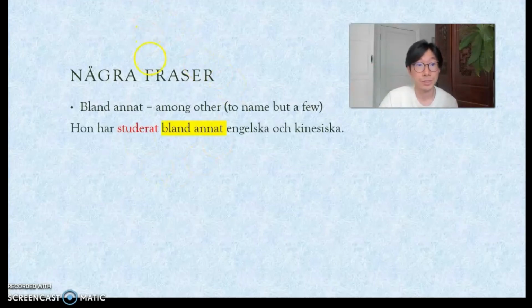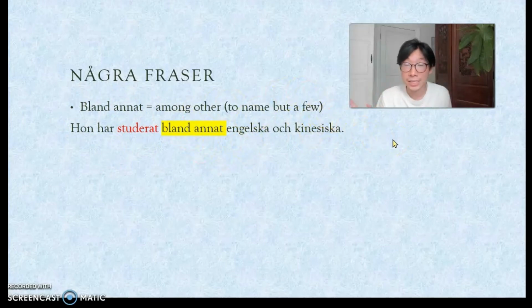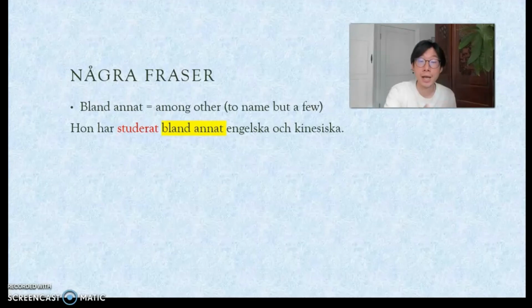Till exempel kan du säga hon har studerat bland annat engelska och kinesiska. She has studied, to name but a few, English and Chinese. This bland annat indicates these two examples are only two of the languages she has studied before. So maybe she studied many other languages which you didn't really think needed to be mentioned here.